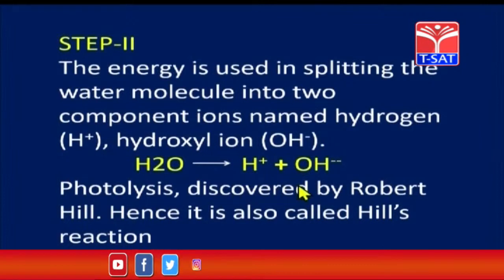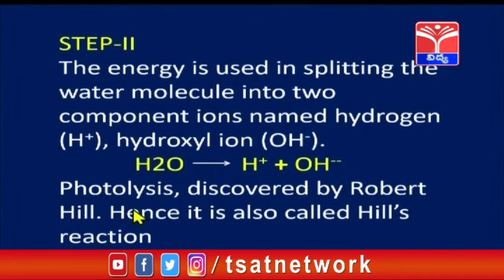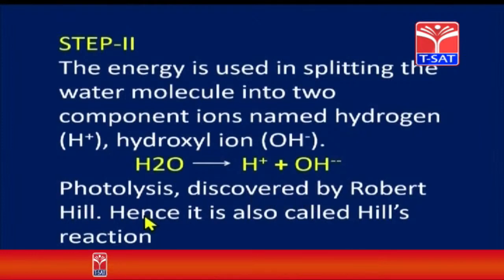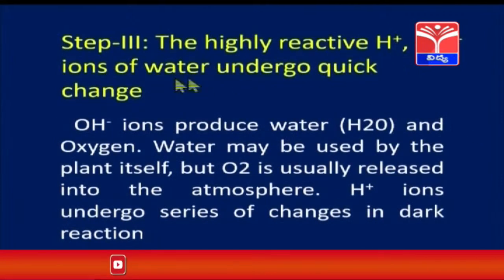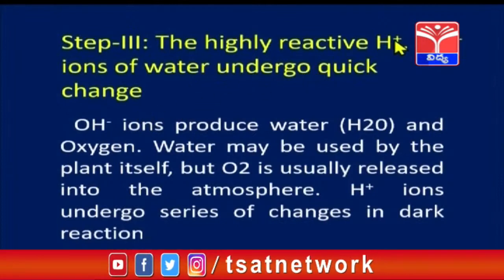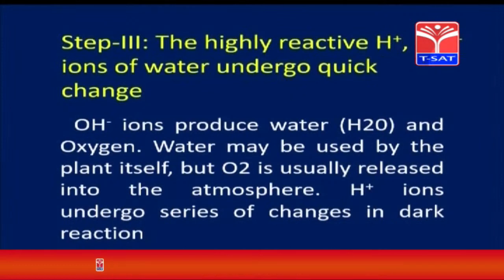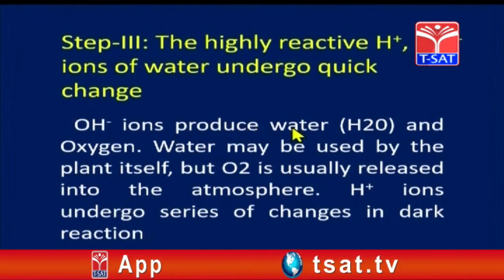Photolysis was discovered by Robert Hill. The scientist who discovered photolysis was Robert Hill. Hence, it is called Hill's reaction. So, next is step 3. The highly reactive H plus and OH minus ions of water undergo quick change. What is happening to the H plus and OH minus ions? First, we will discuss the OH minus ions. OH minus ions undergo a series of steps and produce water and oxygen.